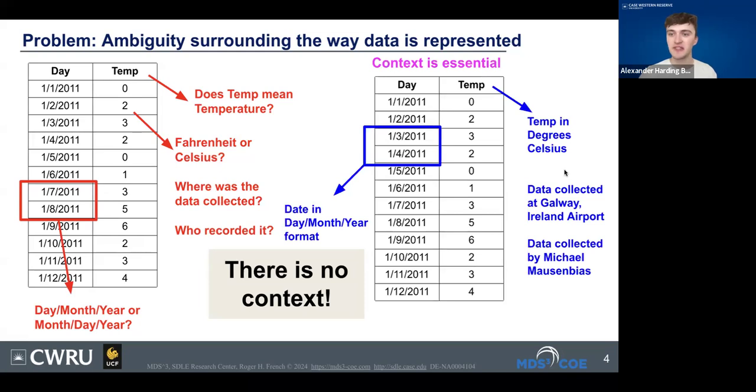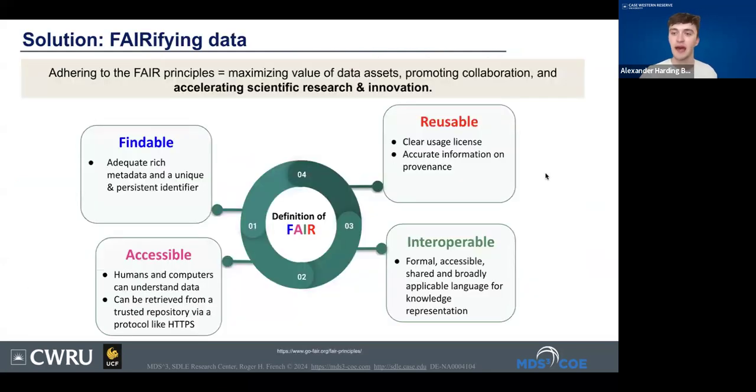And for this reason, context is so essential, so that with the day column, the user can understand that the date is in a day-month-year format, so that the user can understand that temp does in fact refer to temperature, and that the temp is expressed in the unit Celsius, that the data is collected at the Galway Ireland Airport, and that the data is collected by Michael Mausenbias. And this is where FAIR comes in.